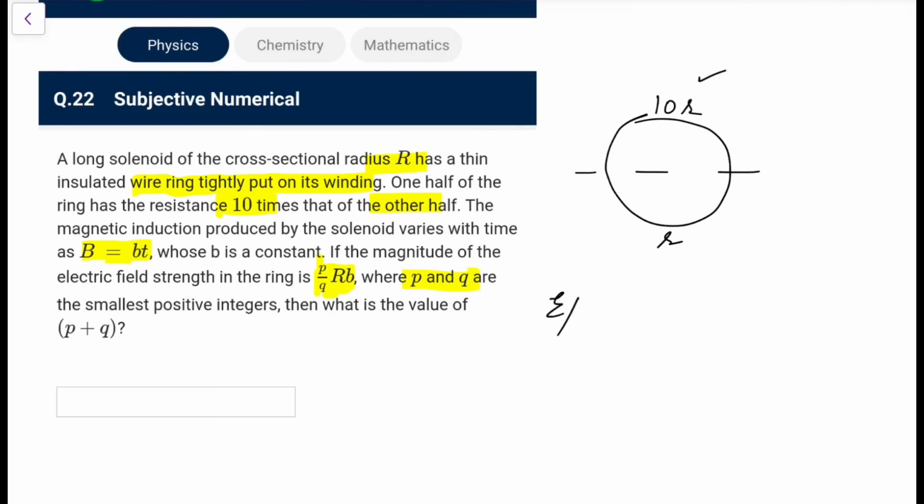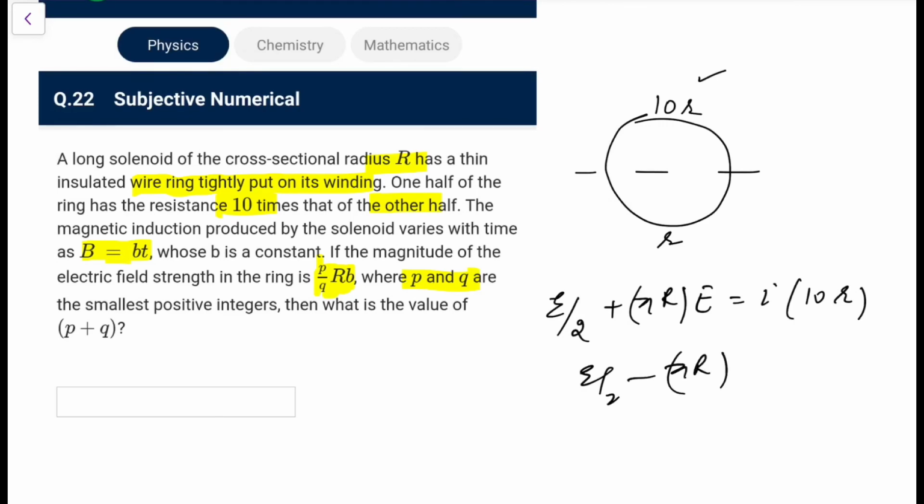So if the total induced EMF is E, we will have E by 2 in the first half plus this length pi A into the electric field, that is the additional difference, which would be equal to I into 10R. Okay, I can write it as capital R, it is given. And E by 2 minus the second one would be pi R, half perimeter, into E, which would be equal to I into R. So if I add them, E will come out as I into 11R.